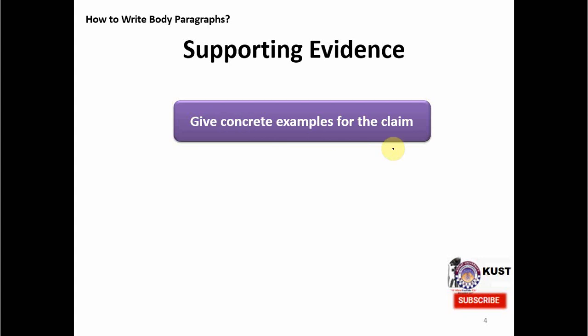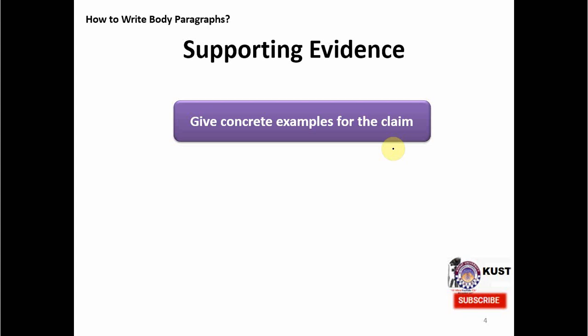So whatever claim you have made, whatever point you have made, and you want your readers, your audience, to think about that and to make it concrete, to establish it, you need some examples if they are available. So you think about the examples and you give your reader an example that, okay, whatever I am saying, this is established with the help of these examples.